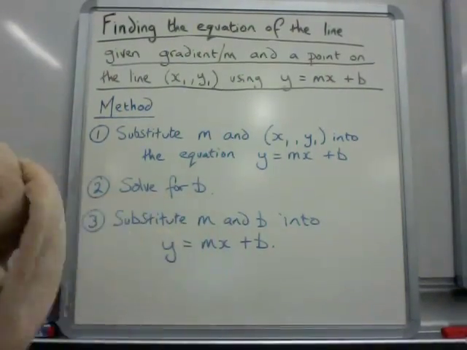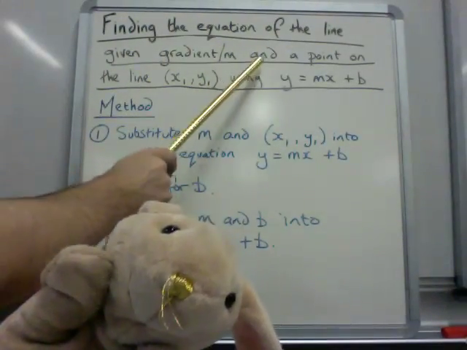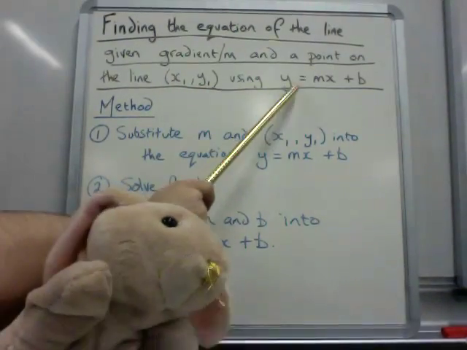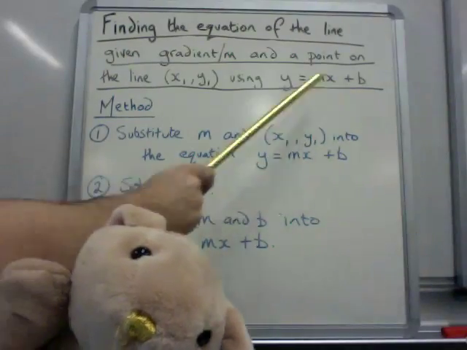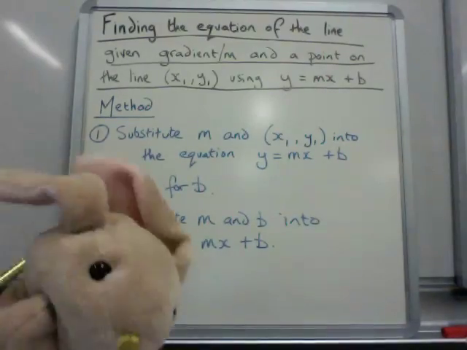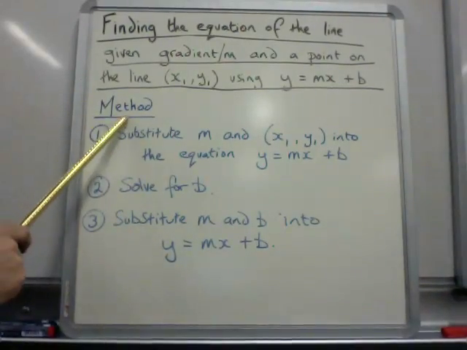This time we're going to be finding the equation of the line given a gradient m and a point on the line, which we're going to call x1, y1, using our old friend y equals mx plus b. Yes, it's a very long title. I know that's what you're thinking. But we have another idiot-proof method. Let's go through it. The method.